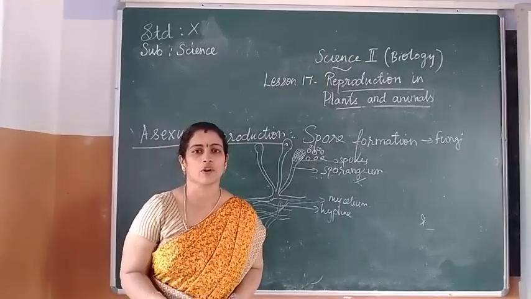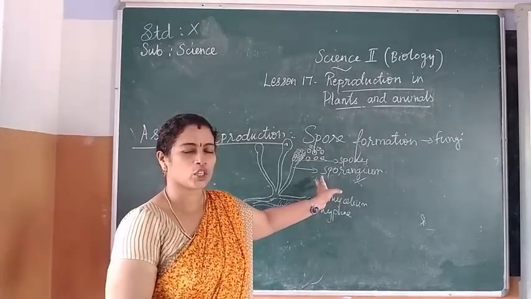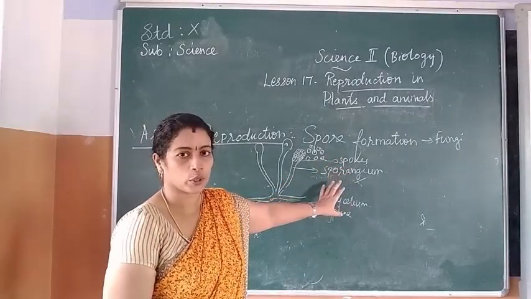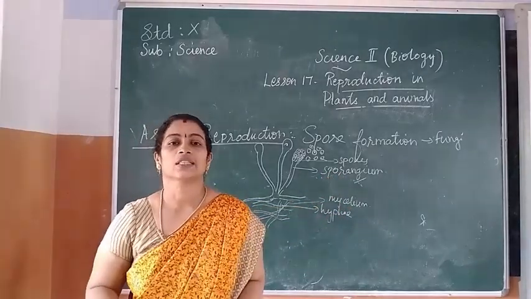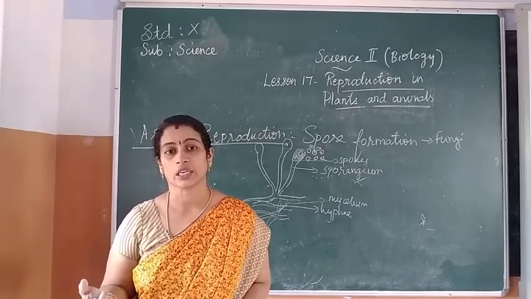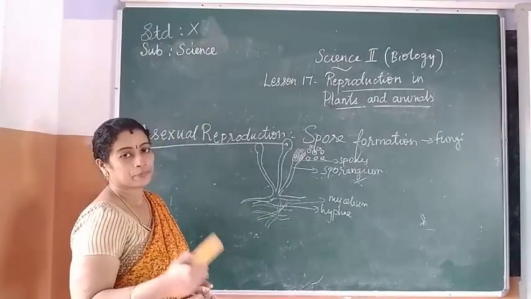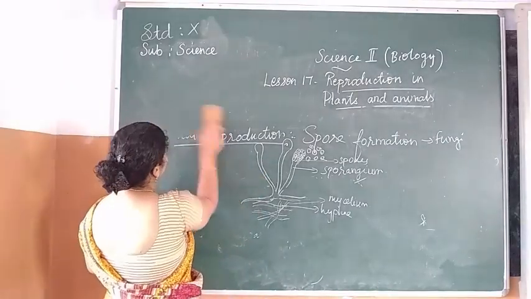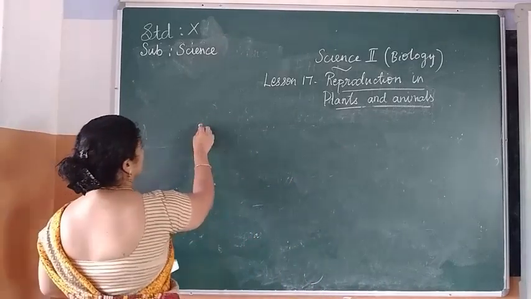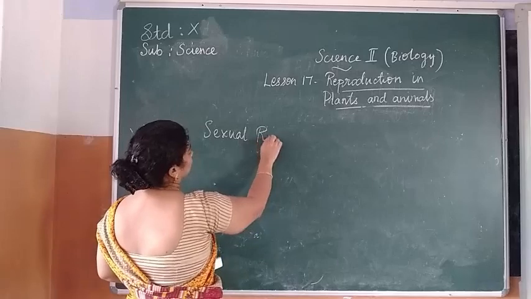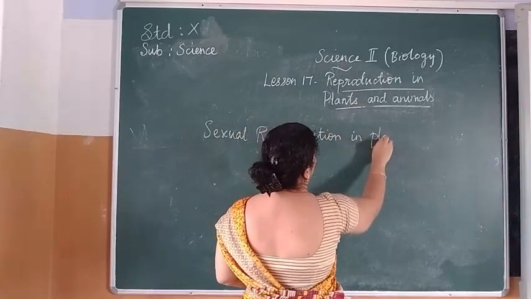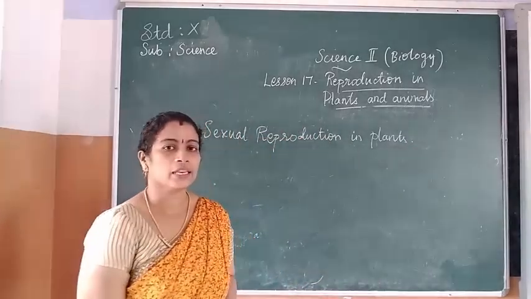Here, all the organisms formed by the process of asexual reproduction will be similar. There will not be any difference between the parent and the offspring which are formed. That is asexual reproduction. So we have completed vegetative reproduction, and second, asexual reproduction. Next, we are going to study sexual reproduction. What is sexual reproduction? How does sexual reproduction take place in plants? Sexual reproduction in plants, we are going to study that.